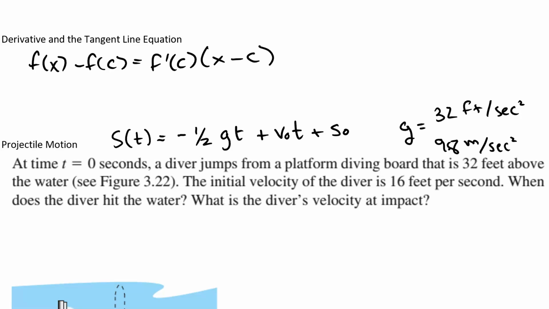It depends on the unit of the problem which one you're going to use. v0 is your initial velocity, and s0 is your initial position.